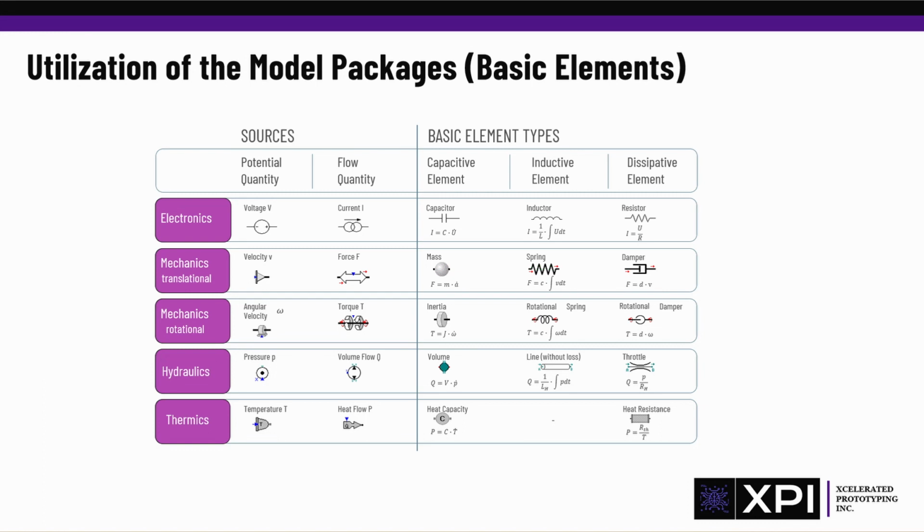In fluid networks, the pressure is a potential quantity, and the volume flow or the mass flow is the flow quantity. And in thermal networks, likewise, the temperature is the potential quantity, and the heat flow is the flow quantity. So you can see that this analogy of potential and flow quantities applies to all of the physical domains.